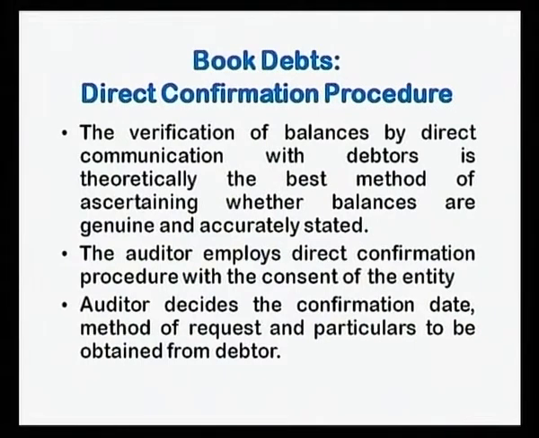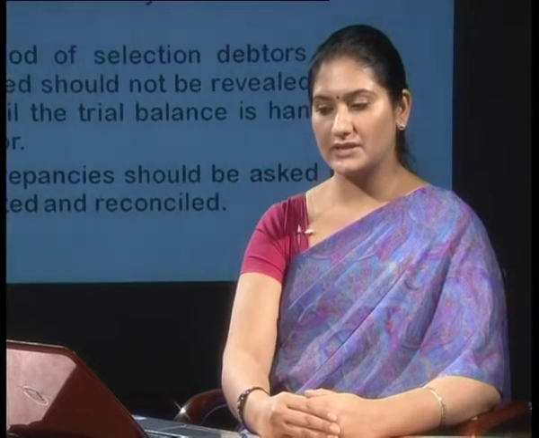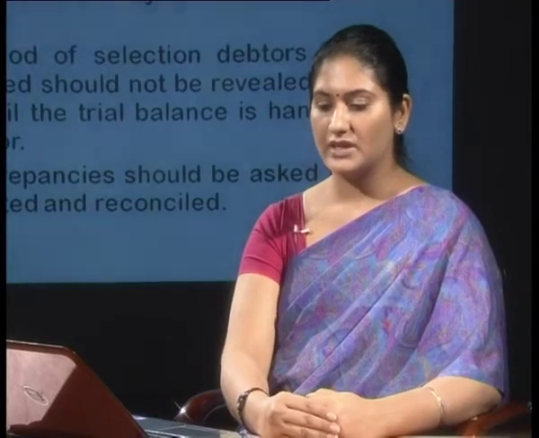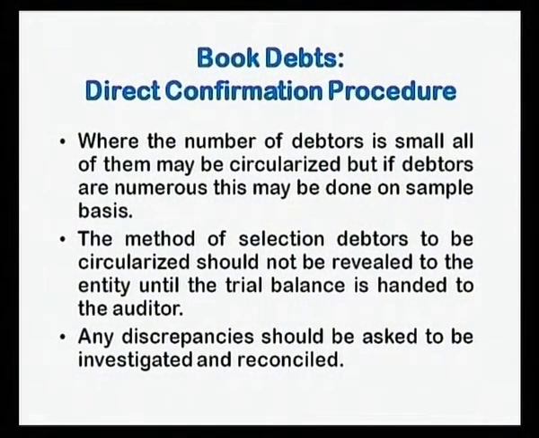The auditor employs the direct confirmation procedure with the consent of the entity. The auditor decides the confirmation date, method of request, and particulars to be obtained from the debtor. Where the number of debtors is small, all of them may be circularized, but if the debtors are numerous, this may be done on a sample basis. The method of selection of debtors to be circularized should not be revealed to the entity until the trial balance is handed to the auditor. Any discrepancies should be asked to be investigated and reconciled.